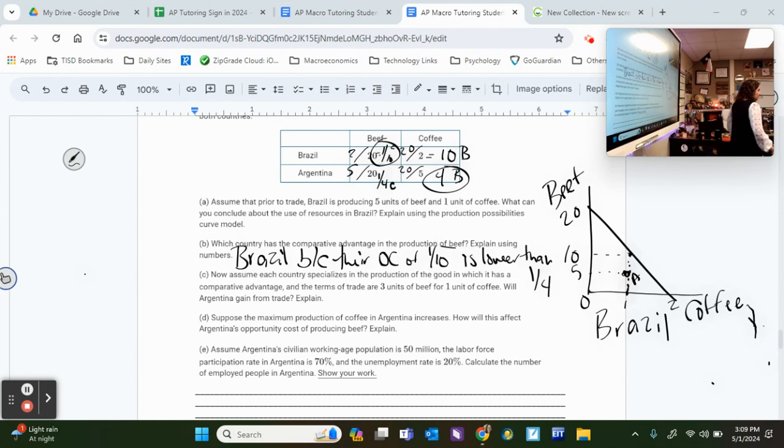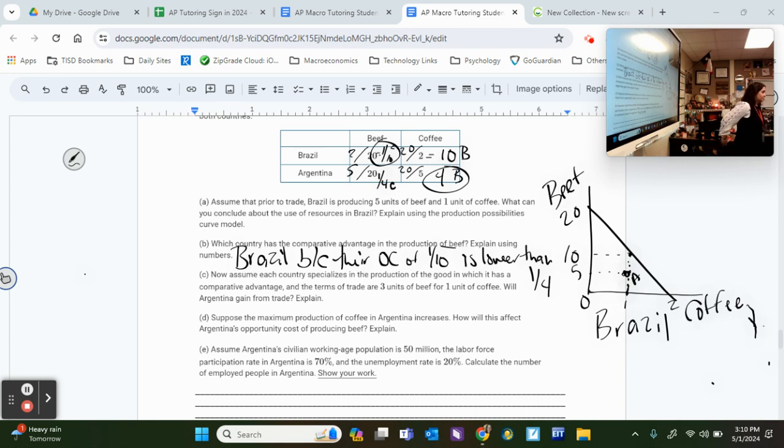Can you explain it without fractions? Yeah. 4 units of coffee is worth 1 unit of beef. Or it costs 4 units. 1 unit of beef costs 4 units of coffee. 1 unit of beef does not cost 4 units of coffee. 1 unit of beef costs 1/4 of coffee for Argentina and 1/10 of coffee for Brazil. It's just fractions. So the column is 1. 1 beef costs these fractions. 1 coffee costs these numbers.